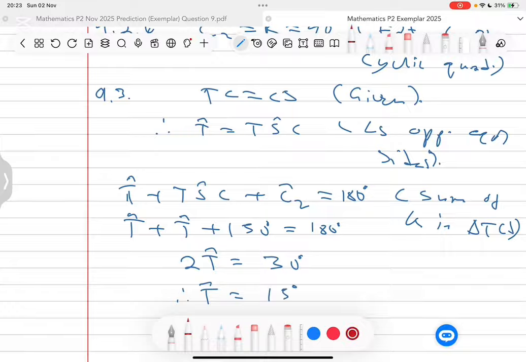Now this question will carry really 4 marks. The first one would be applying this theorem there and the reasoning, being able to see that the two angles are the same. You will get a mark for setting up that sum of angles in a triangle and also finding your final answer there.